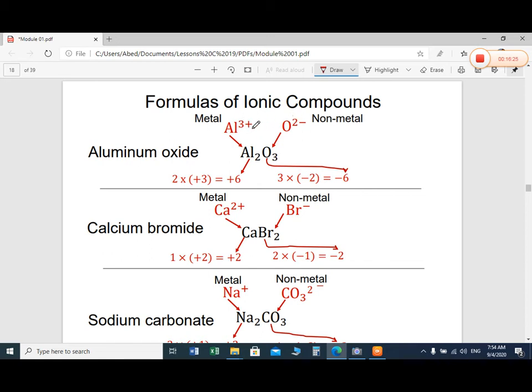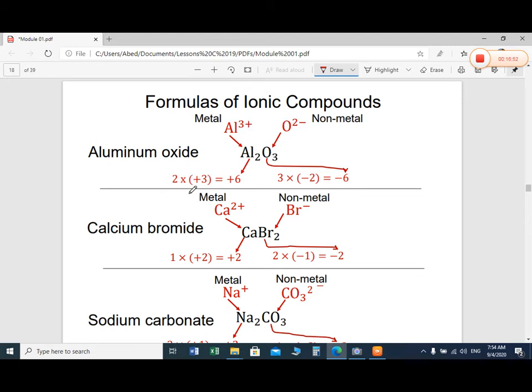So aluminium has 3 positive charge and oxide has 2 negative charge. First we write the aluminium, then the oxide, and the charges will be crossed. The 3 charge of the aluminium will become 3 atoms of oxygen, and the 2 negative charge of the oxide will come here as 2 atoms of aluminium. So we just cross the charges as a number of atoms. These are the number of atoms and these are the charges.